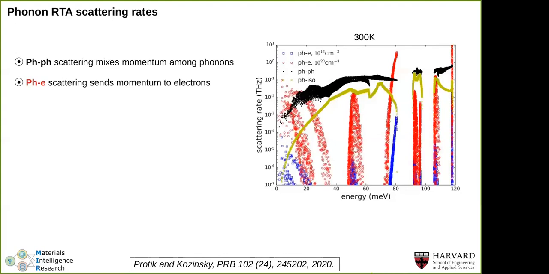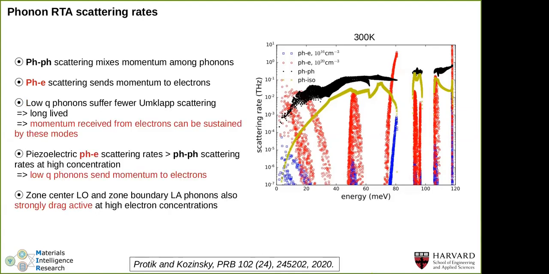Now let's look at the phonon RTA scattering rates. First, note that phonon-phonon scattering will mix momentum among the phonons, and phonon-electron scattering rates will send momentum back to the electrons. So we see that for low wave vector or low Q phonons, these suffer fewer Umklapp scatterings, so they tend to be long-lived. So if these phonons receive momentum from the electrons, then they'll be able to hold on to this momentum.